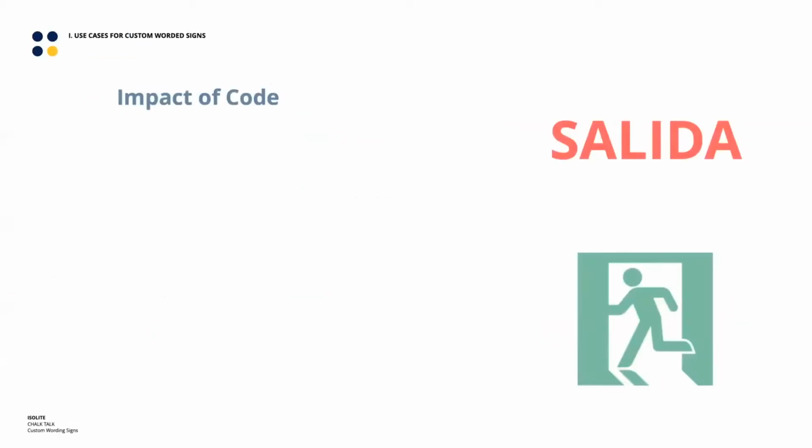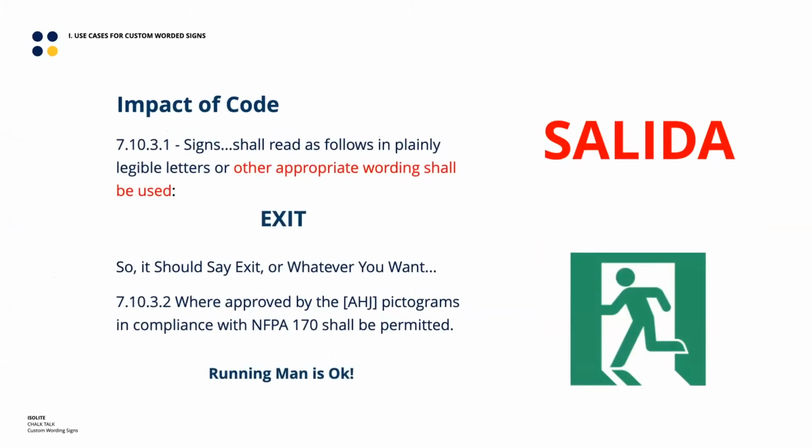As you'd expect, NFPA 101, the life safety code, does have something to say about this. As you'd probably also expect, it is confusing, just so that they can sell more versions of the code in the future. But here's exactly what it says. Signs shall read as follows in plainly legible letters. That's referencing the EXIT you see in the middle of your slide there.